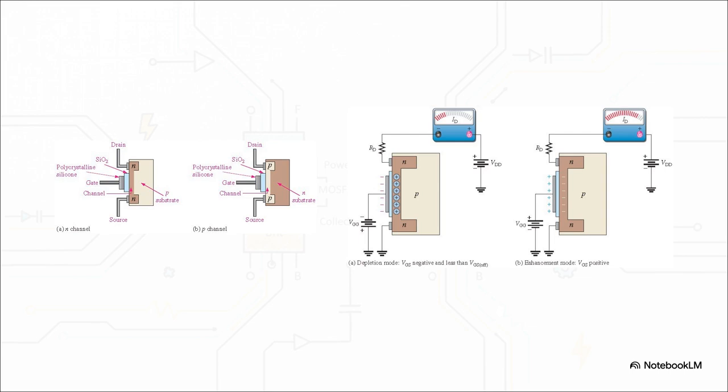Then you have the Depletion-MOSFET, or D-MOSFET. This one actually has a physical built-in channel from the factory. A negative gate voltage pushes electrons away, depleting the channel, while a positive voltage attracts more electrons, enhancing it.